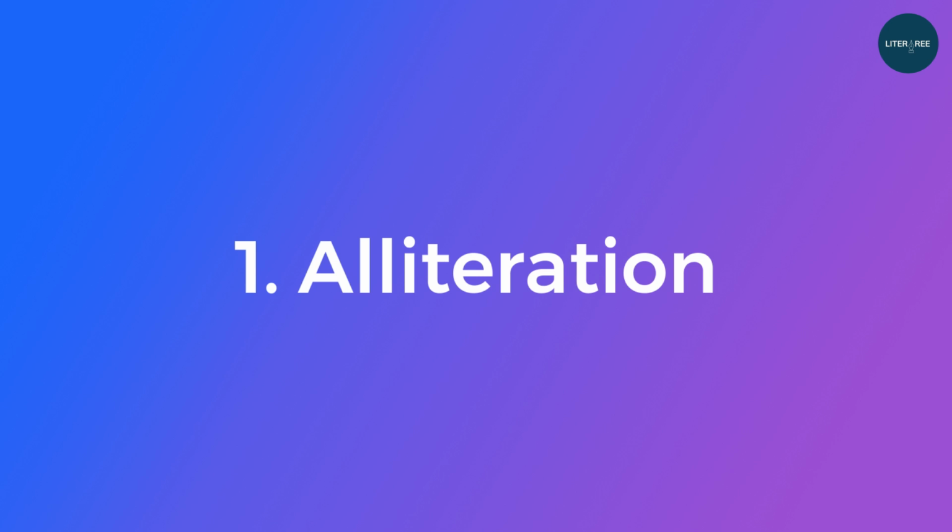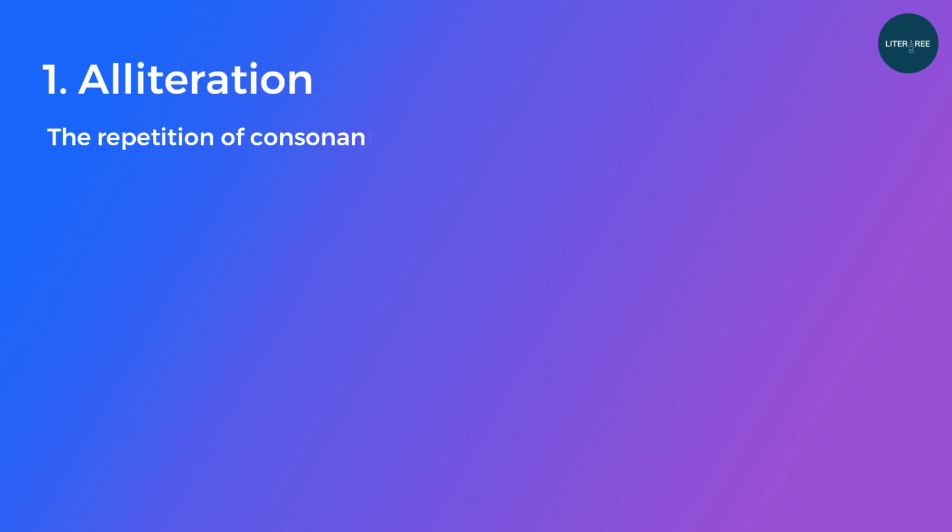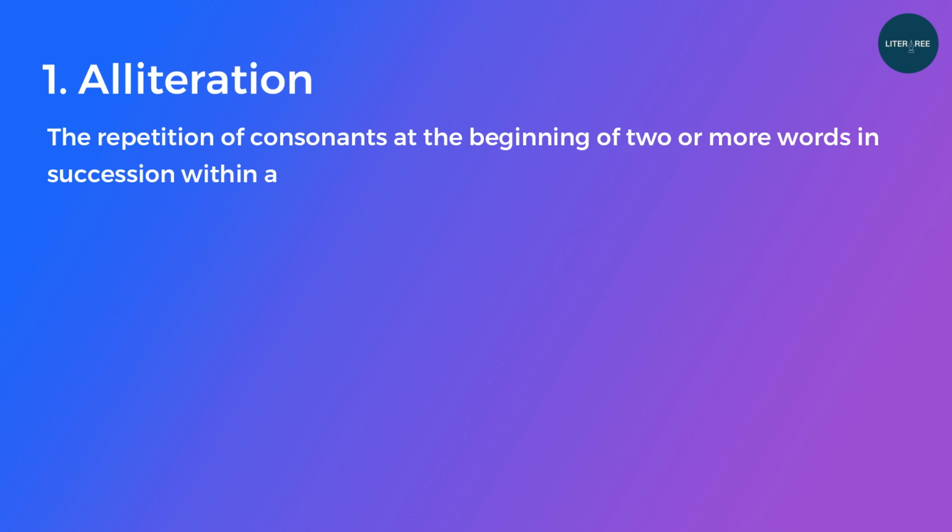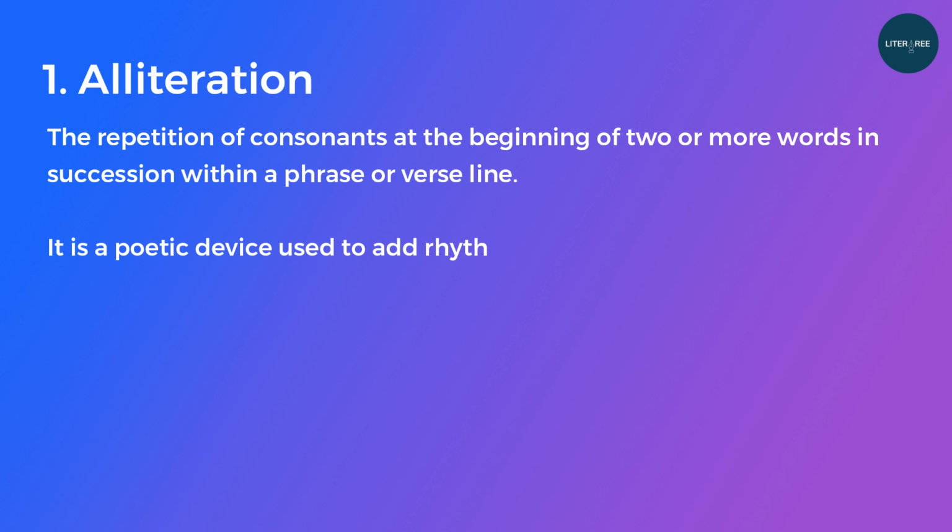Number 1 is alliteration. The repetition of consonants at the beginning of two or more words in succession within a phrase or verse line is an alliteration. It is a poetic device used to add rhythm, harmony, and emphasis.